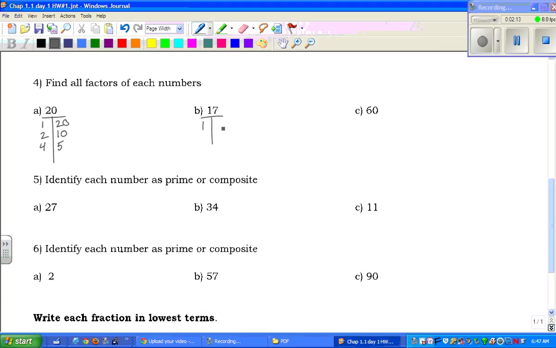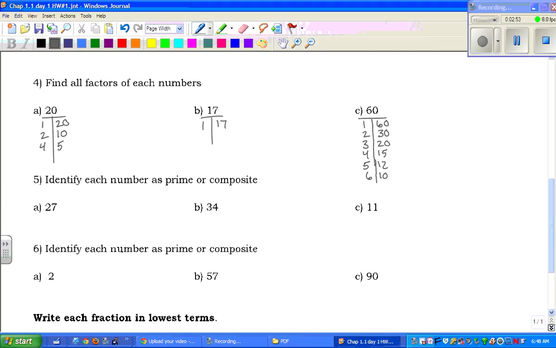Now for 17, it's going to be 1 and 17. And then do any other numbers multiply to get there? They do not. Okay. And now 60, 1 times 60, 2 times 30, 3 times 20, 4 times 15, 5 times 12, and 6 times 10.